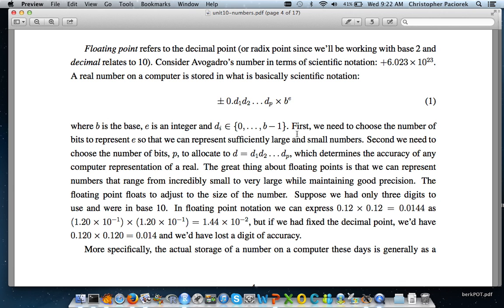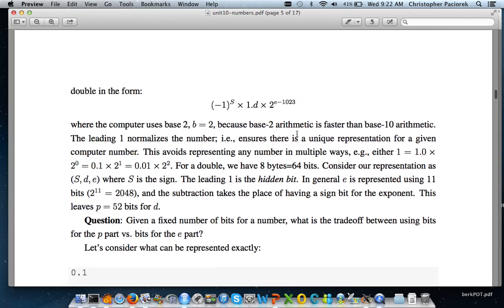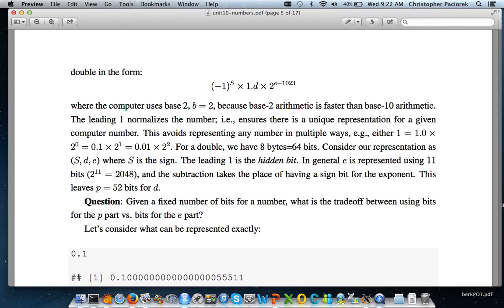Okay, so questions about that? Okay, so here's how computers these days generally represent real numbers. So I've written it there. I also have it up here just so we can, as we go through some of the demonstrations, it'll be nice to just have this up here for us to remember.